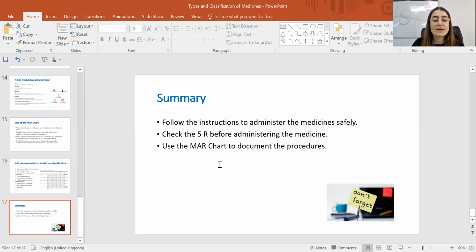As a summary of this session, we can say follow the instructions to administer the medicine safely. Check the 5 rights regularly before administering the medicine. Use the MAR chart to document the procedures of medicine administration.